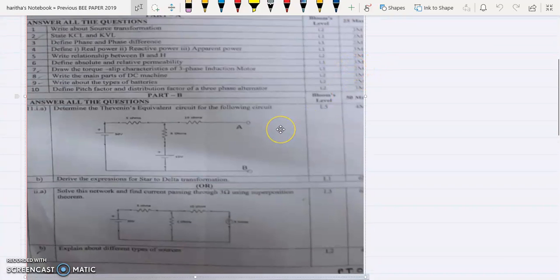The first question is: determine the Thevenin's equivalent circuit for the following circuit. The circuit is given. We have to determine the Thevenin's equivalent circuit. It is asked for 4 marks. So first I will draw the circuit. It is not visible clearly.